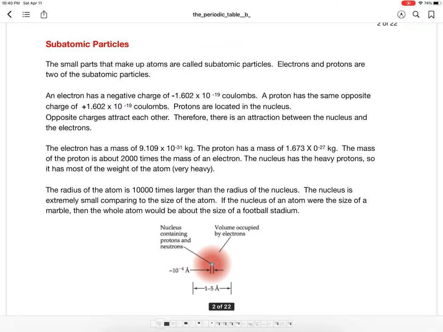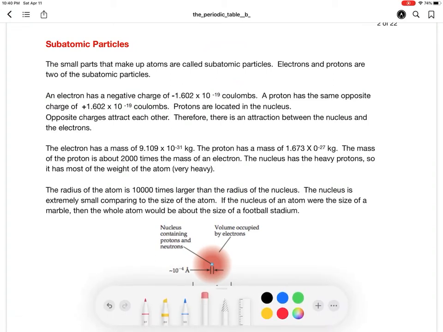Okay, the first slide is about the subatomic particles. I'm going to be emphasizing basically two of them: the electrons and protons. Electrons are on the energy levels and protons are usually in the nucleus. You need to know also that the protons and the electrons have the same charge but opposite signs.